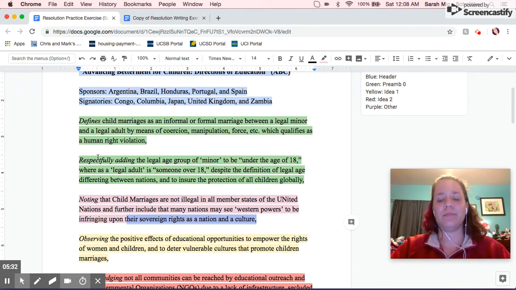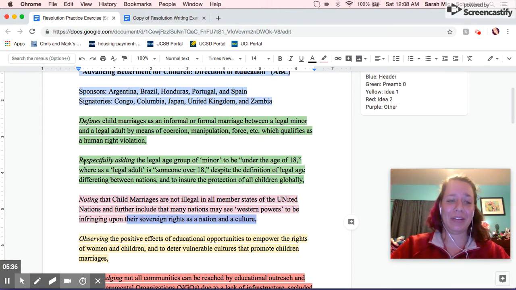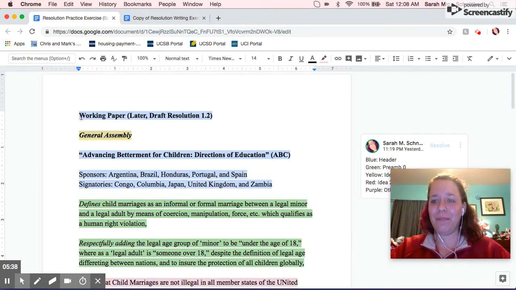Lastly, I want to touch on the difference between a working paper and a draft resolution. That is, at this point in our exercise, our paper was called a working paper. That is until the chair accepts it as a draft resolution. During the first part of your committee, you'll experience your working paper may look something like this, with broad and short ideas that are going to be built on throughout the committee.